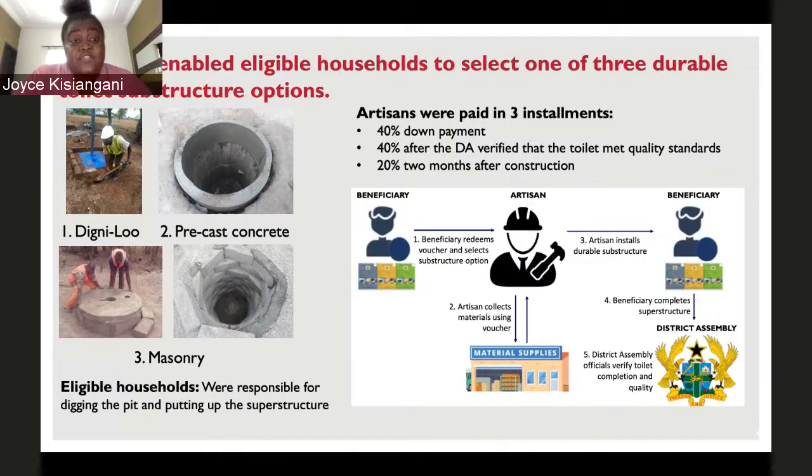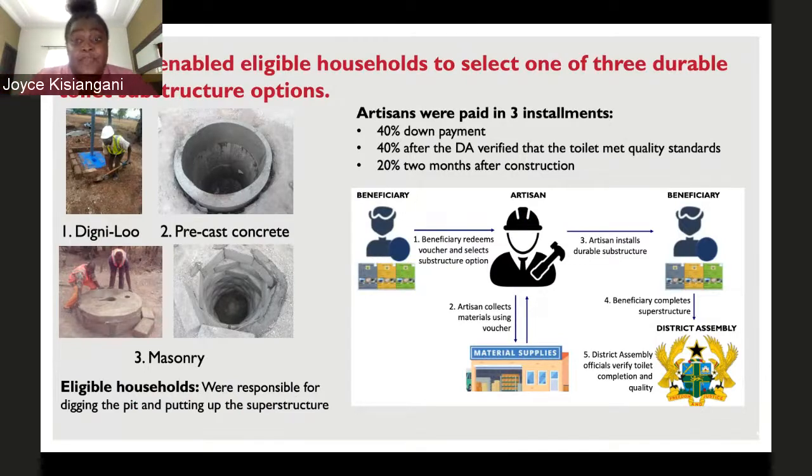It's important to note that eligible households were responsible for digging the pit and putting up the superstructure. So this is the full walls and the roof. The implementation used an output-based payment system whereby after the artisan received the voucher from the eligible households, they were not paid in full until the latrine was complete. And this means that the latrine had the full walls and the roof.